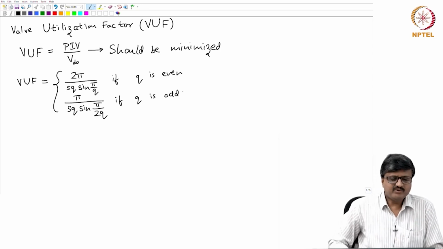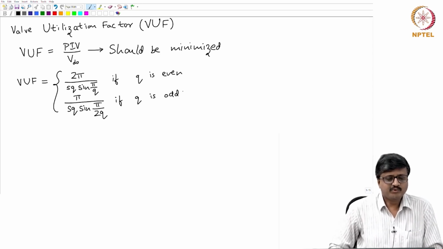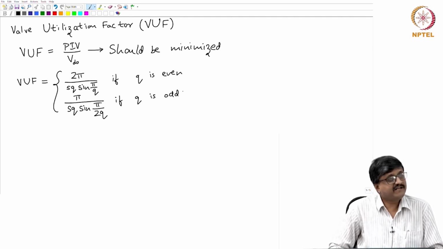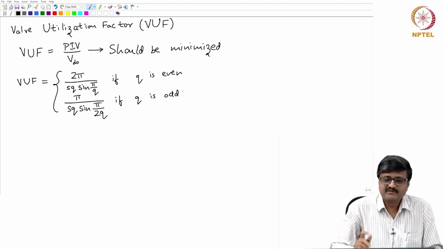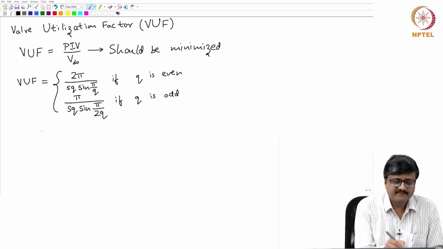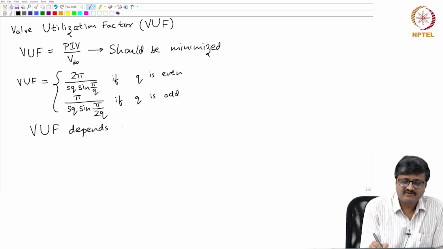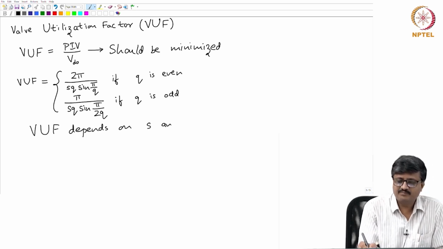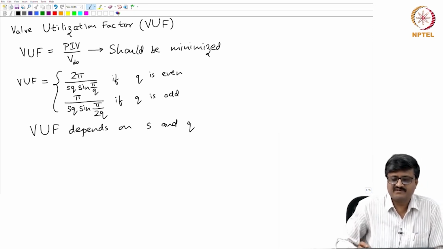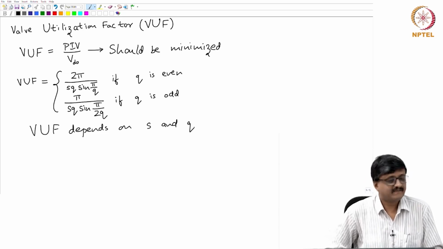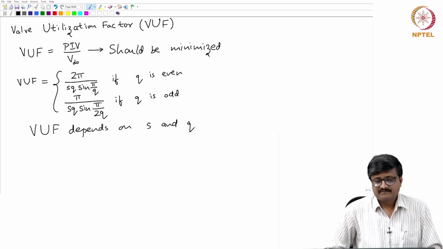So, we see that VUF is dependent on Q, it is dependent on S, it is not depending on R, and it is also independent of EM. So, VUF is a function of S and Q. Irrespective of whether Q is even or odd, it depends on S and Q only. Fine.